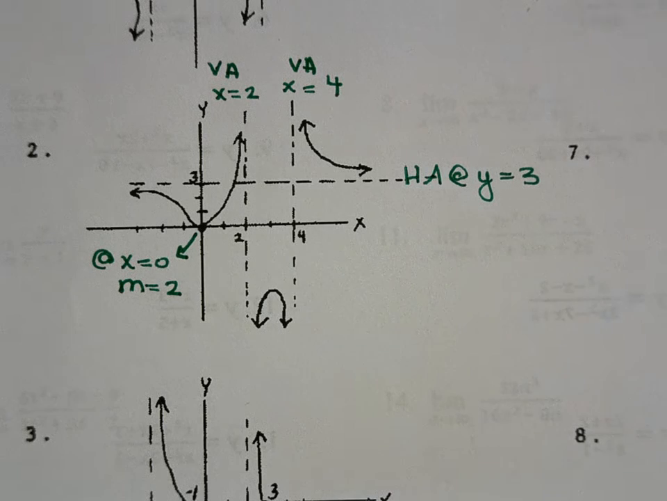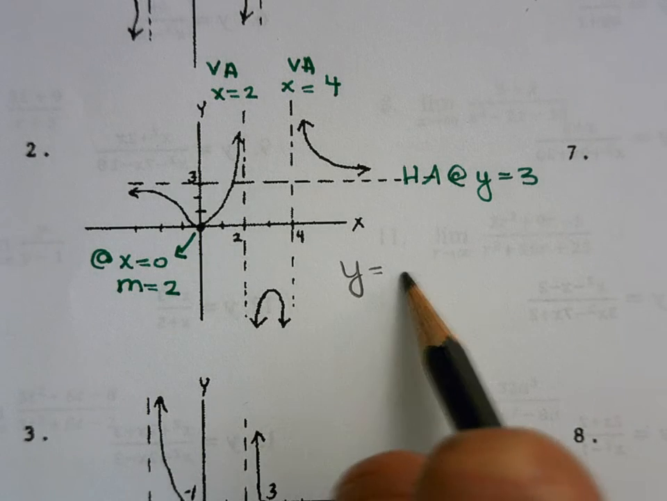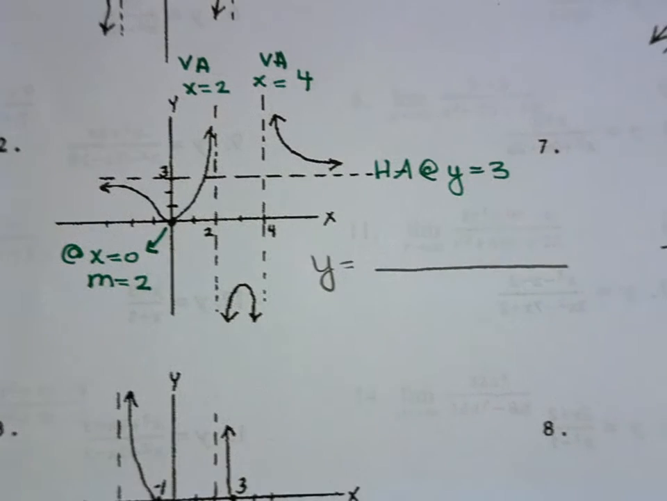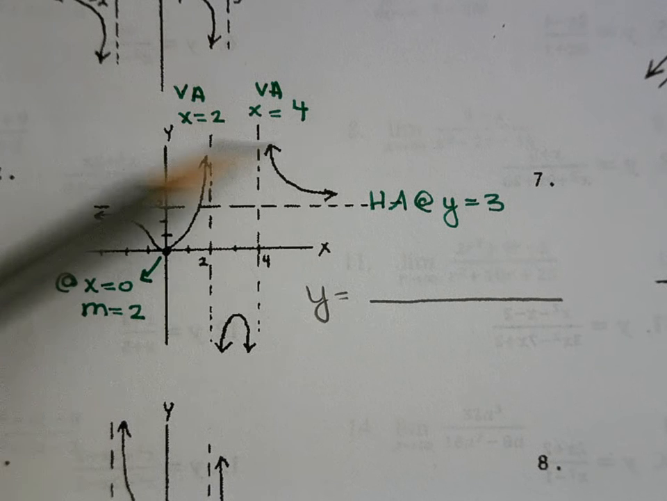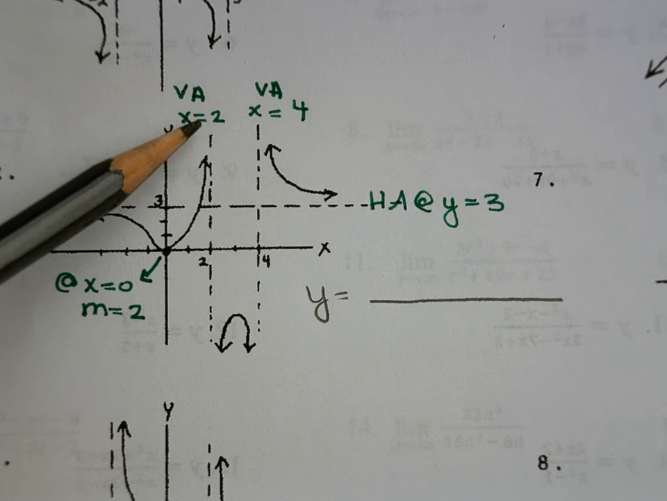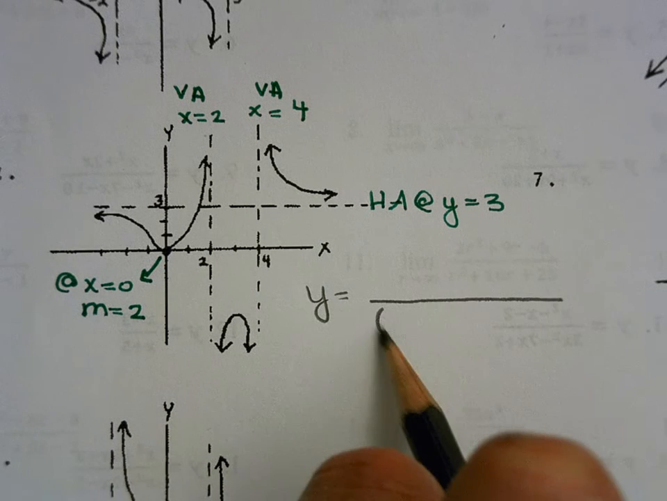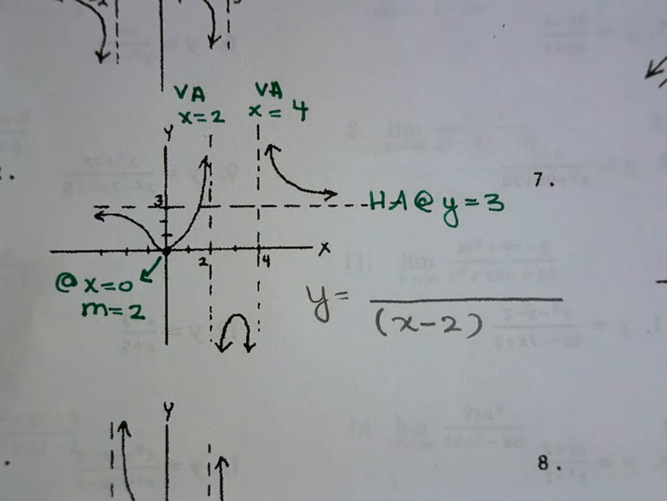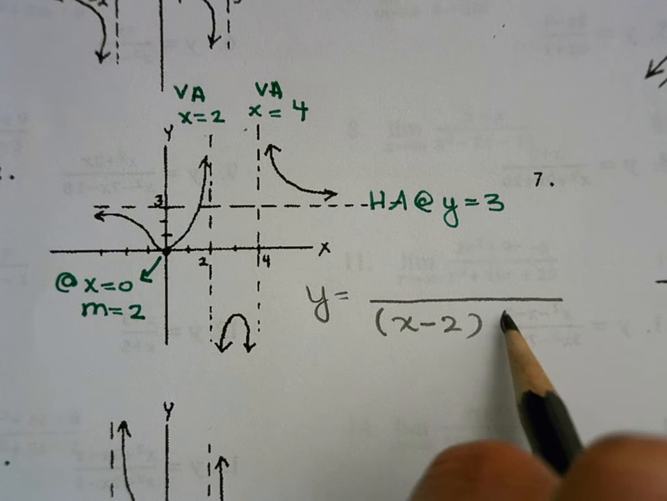So then I'm going to set up my equation. My vertical asymptotes go in the denominator, so both of these are going to go down here. And so I want to turn them into factors. So at x equals 2, that would be a factor of x minus 2. And then x equals 4 would be a factor of x minus 4.